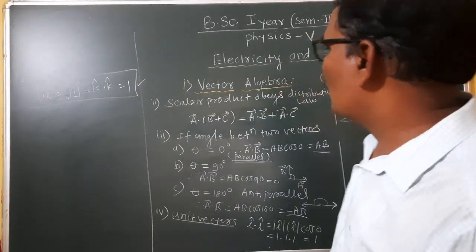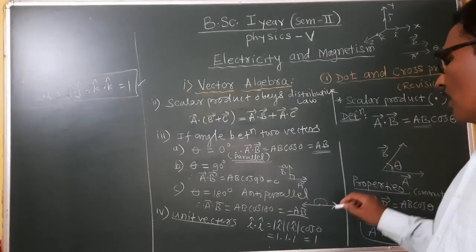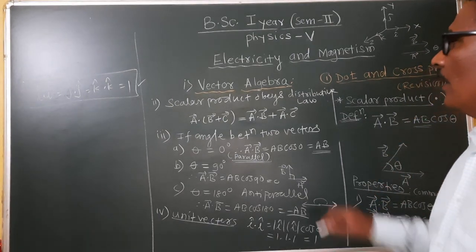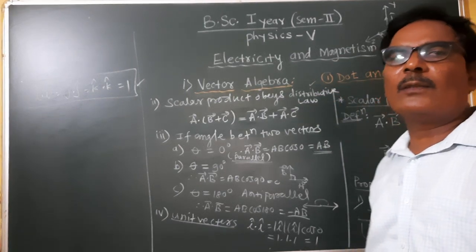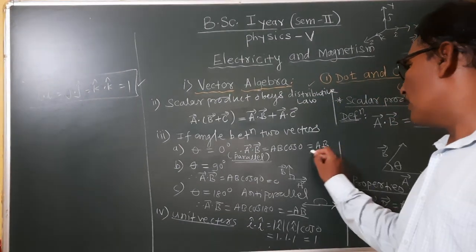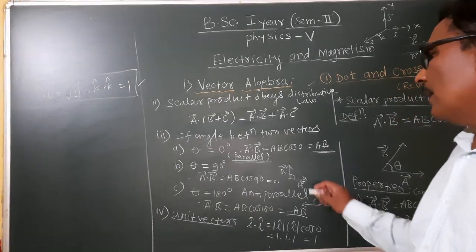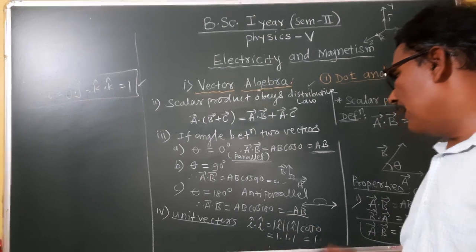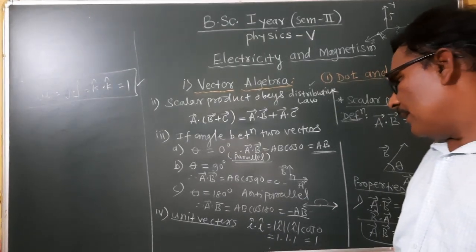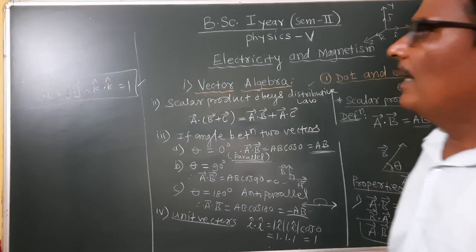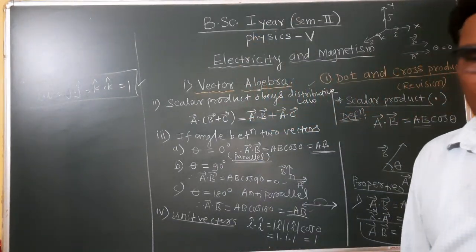Sometimes a multiple choice question may be asked on that. Scalar product obeys which law? Commutative law. It obeys the distributive law. If two vectors are parallel to each other, the scalar product is the product of the magnitudes of the two vectors. Perpendicular, it should be 0. Anti-parallel, negative of the product of magnitudes. And for unit vectors, I dot I, j dot j, k dot k is equal to 1.